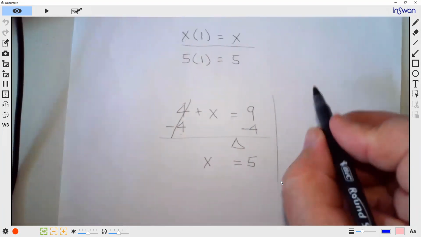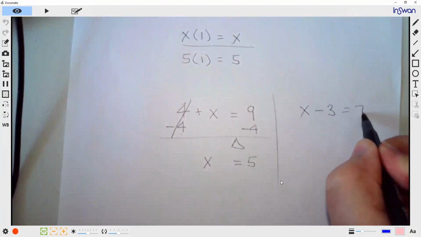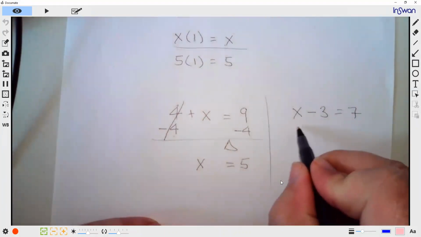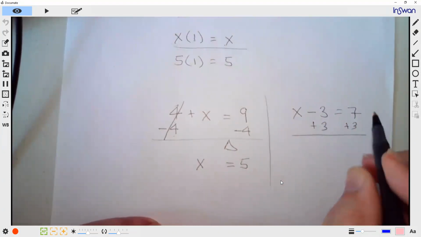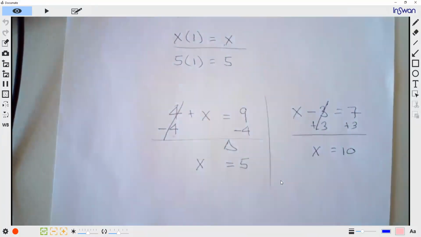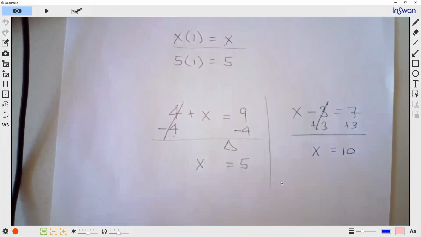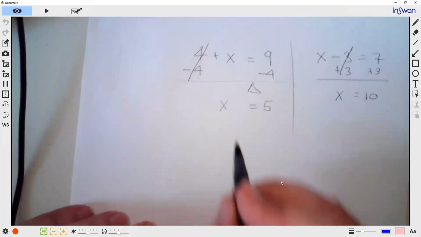All right, let's try another one. How about that one? Plus 3. Yeah, it's the opposite. So we add 3 to both sides. x equals 10. Yeah, so x equals 10. So that's why we learn the unity, identity and inverse properties, to solve things. It's a process. When you're solving something, it's a process of opposites.